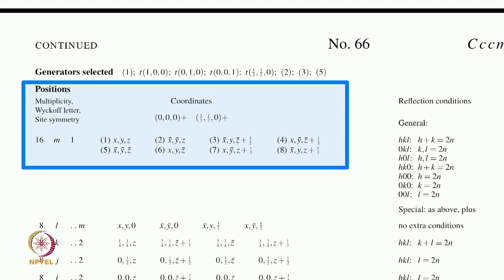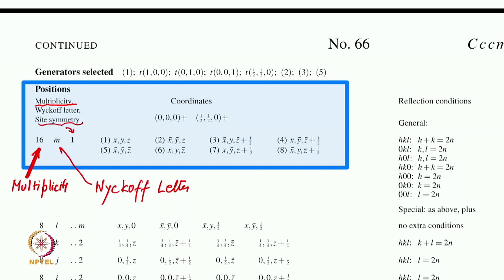16 gives the multiplicity, and m is just the Wyckoff letter, and 1 is the site symmetry. In fact, the general position will have site symmetry 1, meaning no symmetry other than identity, which is the characteristic of a general position. And there are 16 points in this general position.